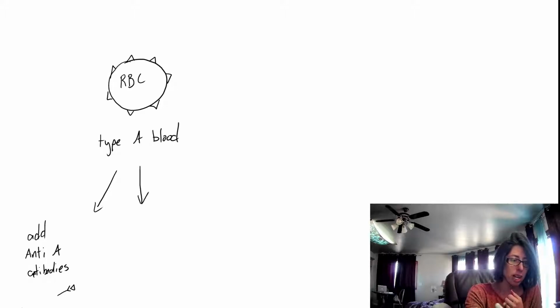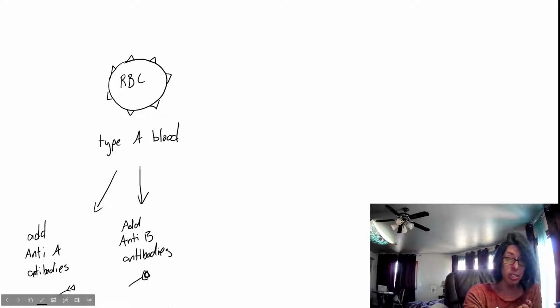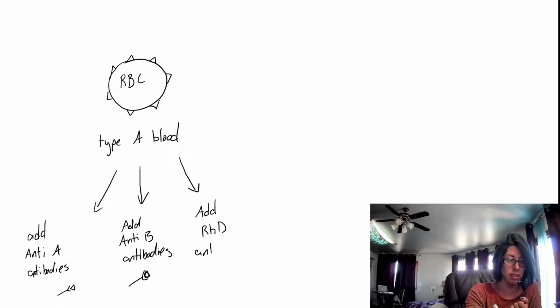Some of that blood we're going to add anti-B antibodies to. And the anti-B antibodies, remember I was drawing the B glycoprotein like this little round shape in the other videos, so we'll keep it like that. Anti-B antibodies are shaped to bind to the B glycoprotein, and so they'll bind to and attack the B glycoprotein. And then we'll also add anti-RHD antibodies.